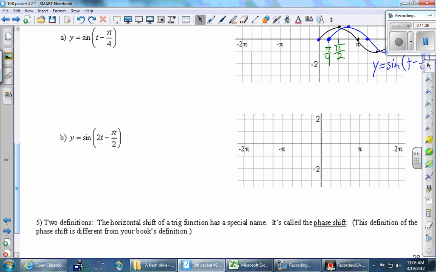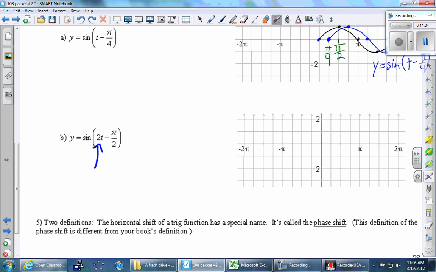Okay, let's take a look at part B. Sine of 2t minus pi over 2. Okay, there's two things happening in the parentheses. The first thing happening is this 2t. That 2, is it a horizontal or a vertical thing? Horizontal. It's in the parentheses. And we know it's either going to be stretching or compressing. And it's a times 2. Can you guys tell? It actually compresses.